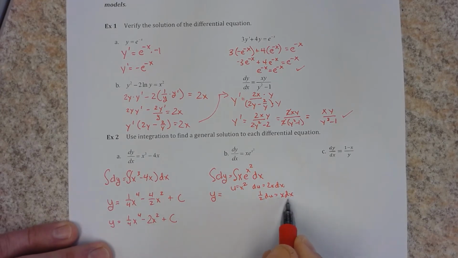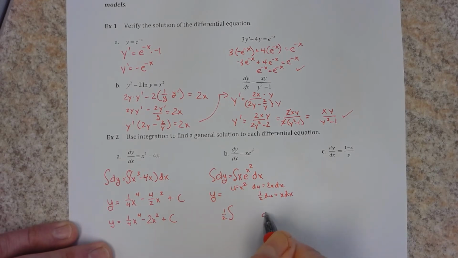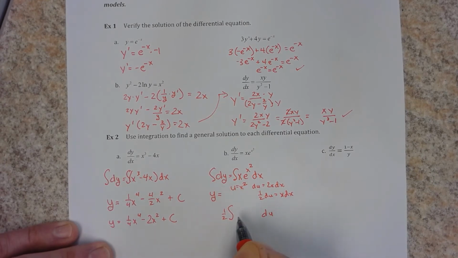So I get 1/2 du is equal to x dx, and when I plug it back in and rewrite it in terms of u, I have a 1/2 du that's going to take the place of the x dx, and e to the u, because the u takes the place of the x squared. So our integral is now 1/2 e to the u du.